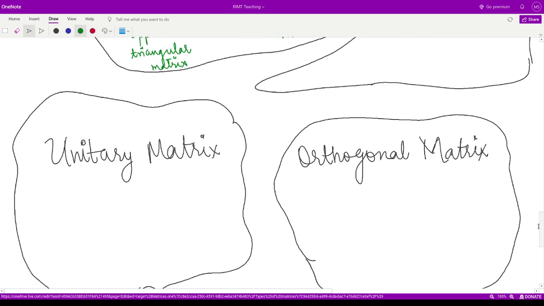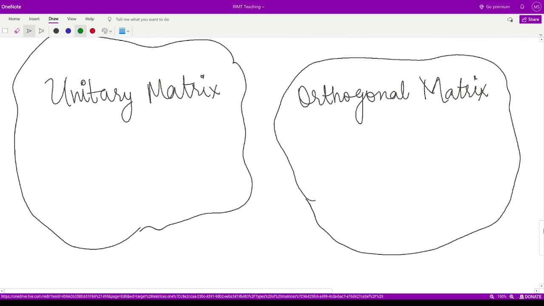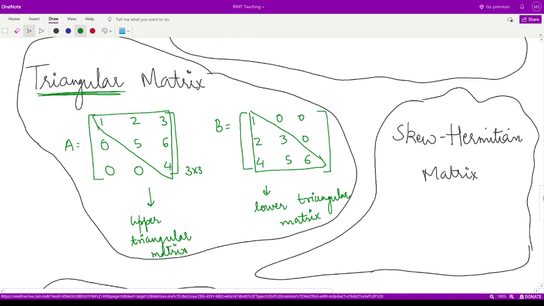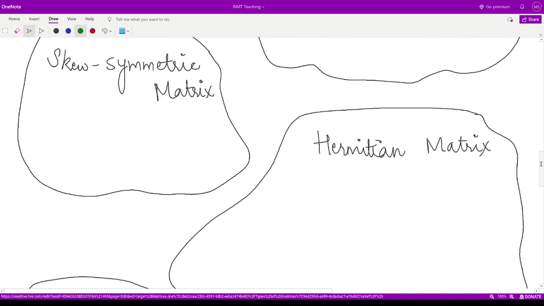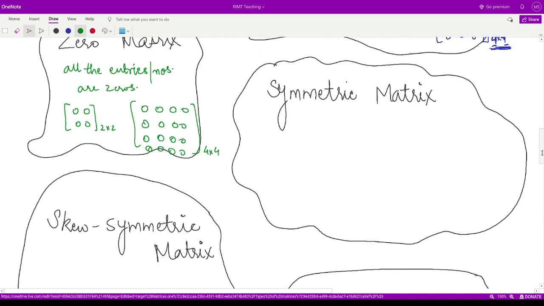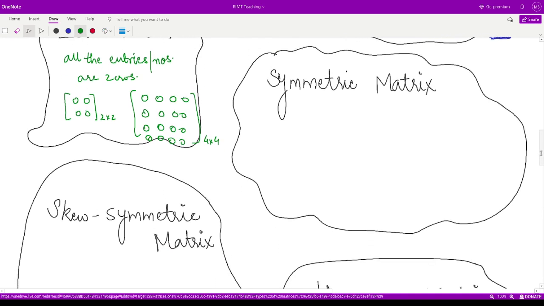Next, we also have certain special kinds of matrices. One is the orthogonal matrix, one is the unitary matrix, one is the skew Hermitian matrix, and one is the Hermitian matrix, then the skew symmetric matrix and the symmetric matrix. So before going into this classification, we have to understand certain things. So let's see them first and then proceed on to these classifications.